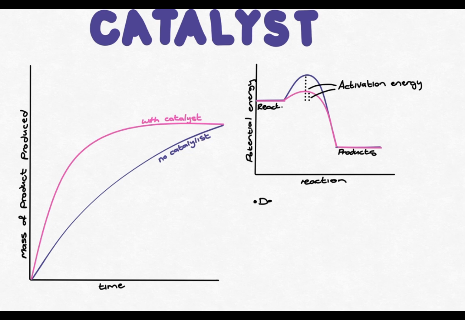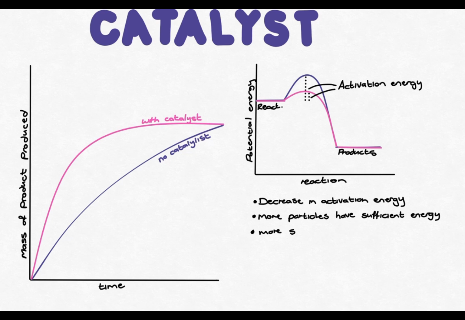So to sum it all up, a catalyst will decrease the activation energy, which means that more particles have a sufficient amount of energy to overcome the activation energy. This means that there's more successful collisions and there's an increase in the rate of the reaction.